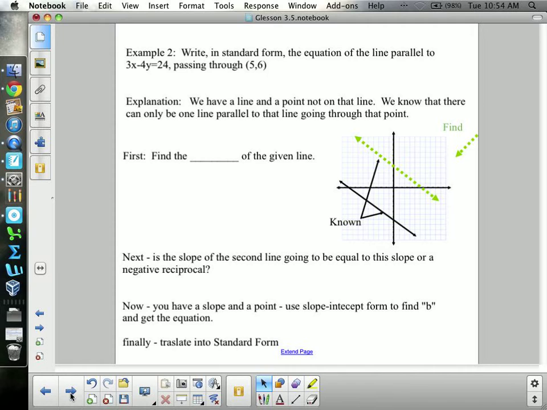So how do we find the equation? If I'm given the equation of a line, how do I find the equation of a new line? Say, for example, I want to write the equation of a line parallel to 3x minus 4y equals 24 passing through the point (5, 6). So my situation is this: I have a known line, and I have a known point on a different line. First thing I have to do is find the slope of the given line, because just like anything else, we always have to find the slope. Now, this is not in slope-intercept form.